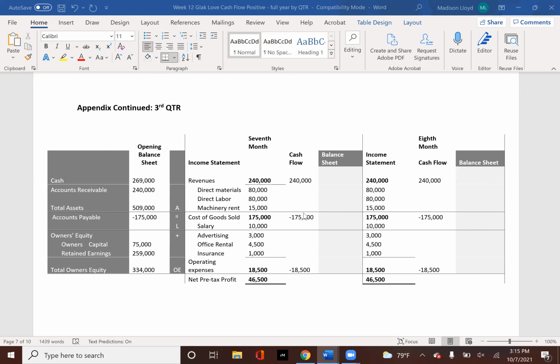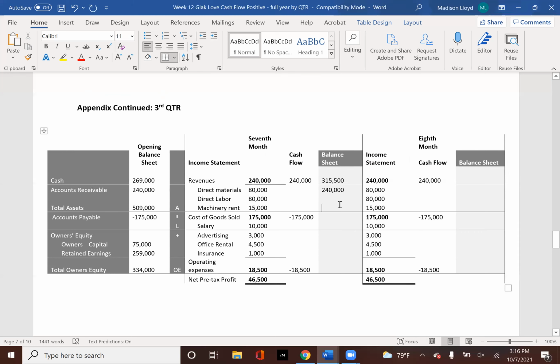So $509,000 minus cost of goods sold for last month, $175,000, minus your operating expenses for this month. And you are going to get, let me do the math, sorry. Minus 175 minus 18. So you're gonna get an available cash balance of $315,500. So that's how much cash you've got in your bank account. You've got your accounts receivable from this month, which is $240,000 coming in as revenue. You add your cash plus your accounts receivable to get your total assets.